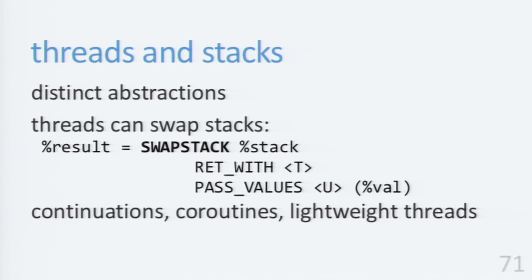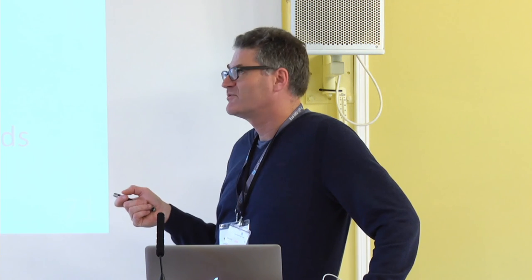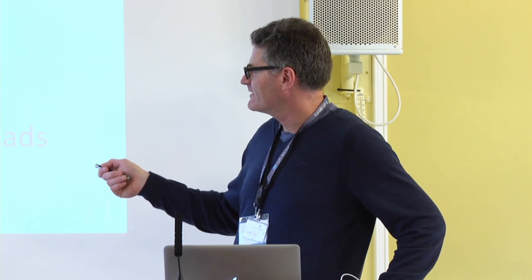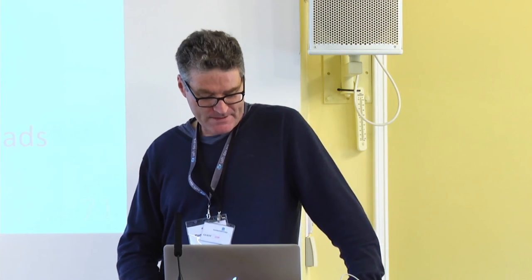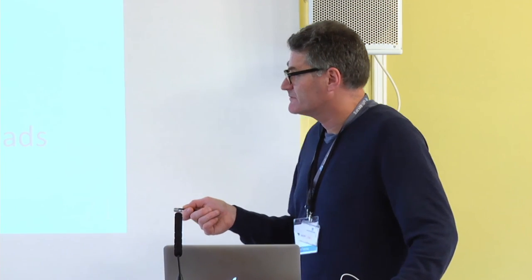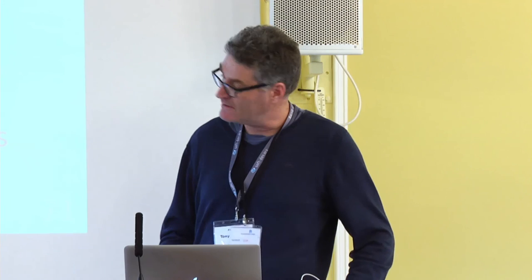In the micro VM, threads and stacks are distinct abstractions, so threads can actually swap stacks with an instruction. So the swap stack instruction will take us to a new stack from the current stack, and there is an opportunity to receive back values when we get swapped back to, so the type of the return value, as well as to pass values to the thing that we're swapping to. The receiver of those values has to be at a well-defined label in the function that we're swapping into to resume execution, and the signature has to match what we're passing as arguments. We believe this is sufficient to build a number of abstractions: continuations and coroutines, or even lightweight green-style threading, if you like, on top of the VM threads that we'll provide.